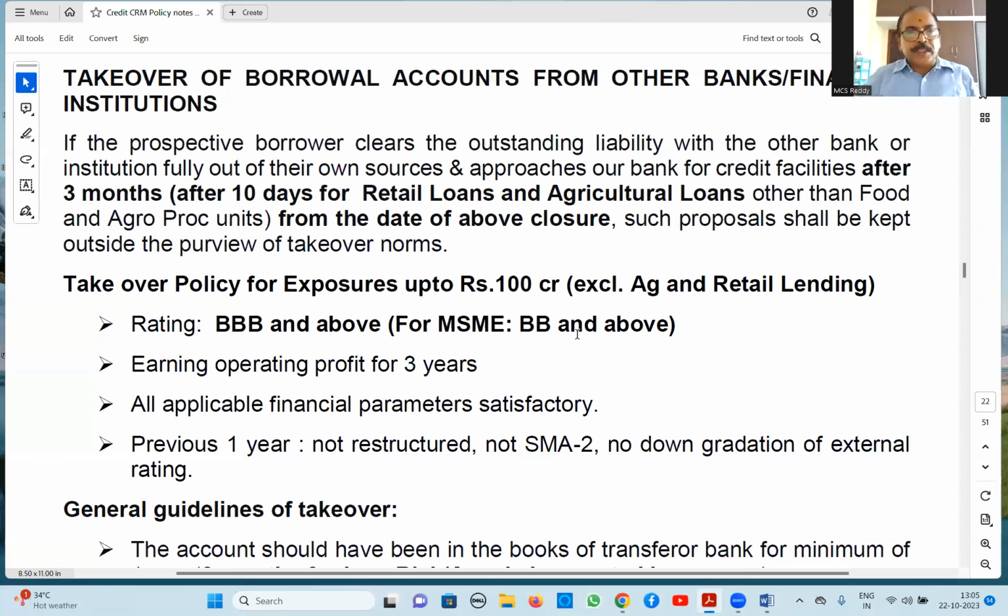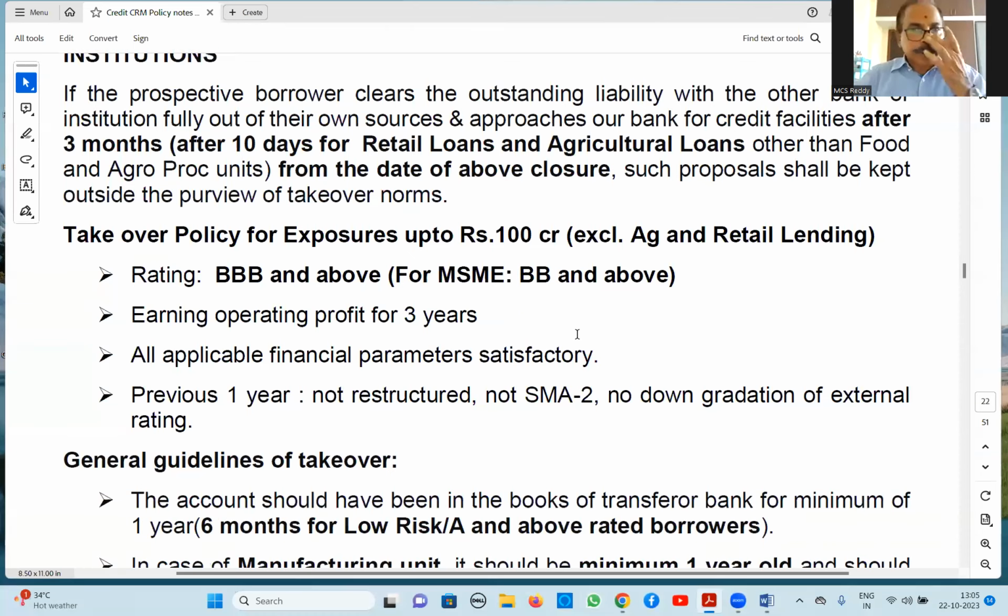What is the takeover policy? Exposure here up to 100 crores or agriculture and retail small loans के लिए account should be rated as BBB and above. This is rated for MSME. BB and above also acceptable. This is for takeover के लिए. Minimum rating should be BBB and above. For SME it is BB and above. And 3 years profit earning, financial parameters satisfactory, previous 1 year may not restructured, not SMA 2 in previous 1 year, no downgradation of external rating. These are all common guidelines for takeover.